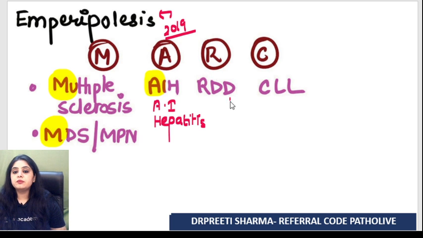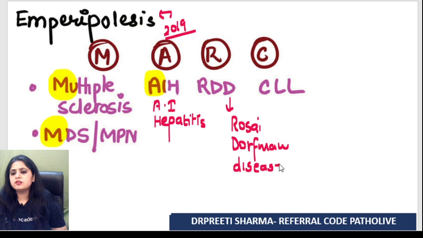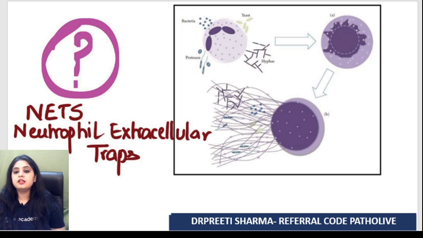R stands for Rosai-Dorfman disease. Rosai-Dorfman disease is a disorder of the lymph node, a very, very important disorder, and one of the most important questions that you get on RDD is Emperipolesis. And K stands for a leukemia, that is CLL, chronic lymphocytic leukemia. So repeating, MDS, MPN, multiple sclerosis, autoimmune hepatitis, Rosai-Dorfman, and CLL, that makes our mnemonic MARK. So this is the first picture. Now let's move on to the second picture.